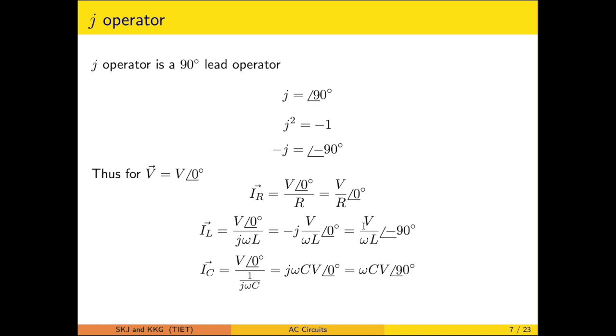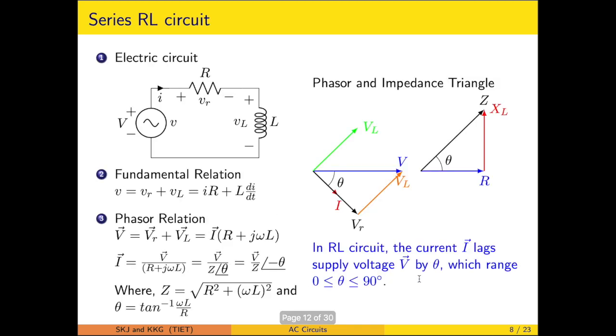Here it is clearly suggesting that the IL is lagging by 90 degrees to the V, whereas IC is leading by 90 degrees to the V. So these fundamental definitions, fundamental relationships which we developed previously, will be used in analyzing the series parallel circuits.